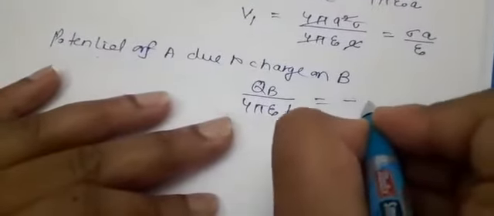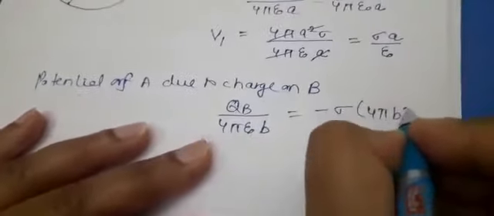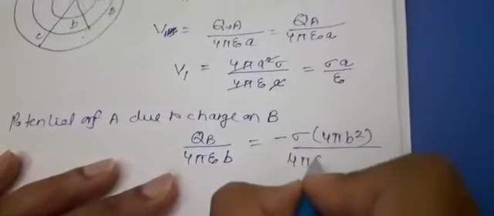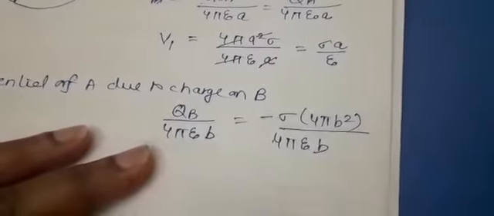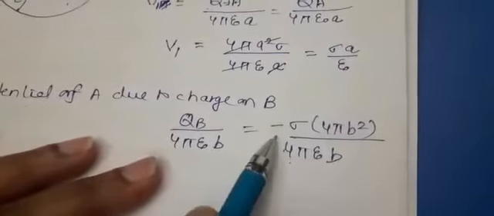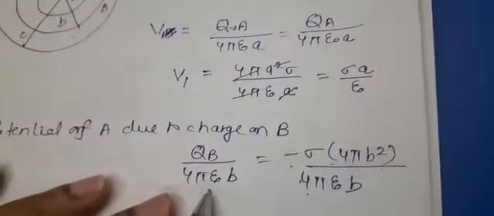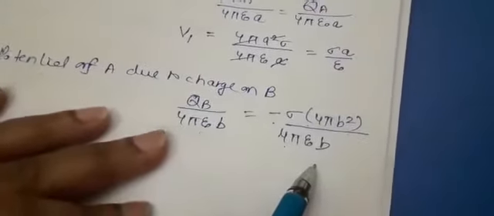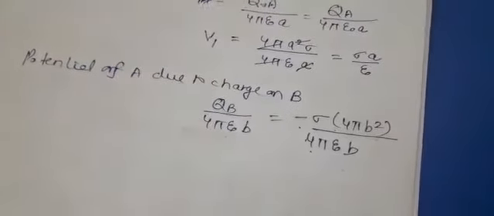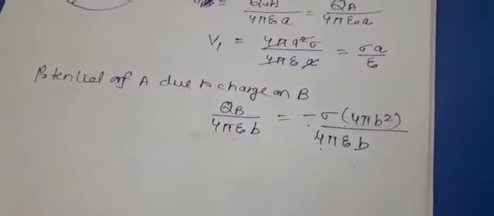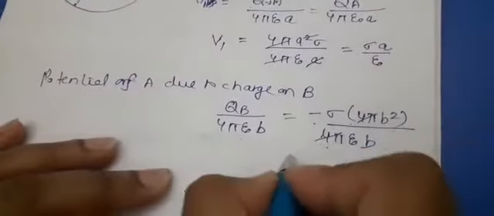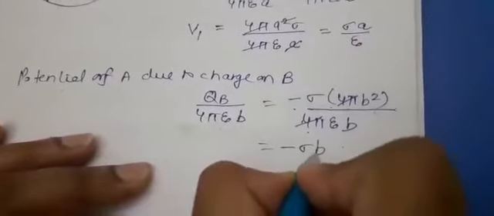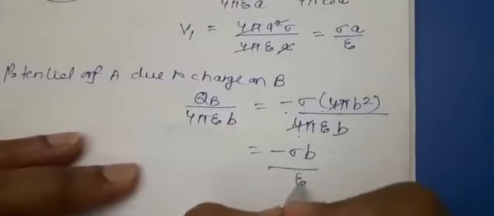So here the charge is minus sigma 4 pi B square upon 4 pi epsilon naught B. Potential of A due to charge on B will come out to be minus sigma 4 pi B square upon 4 pi epsilon naught B. This is the main point you have to understand. Don't get confused with it, because potential at A due to charge at B will be at distance B. Now 4 pi will cancel out. This will be minus sigma B upon epsilon naught.